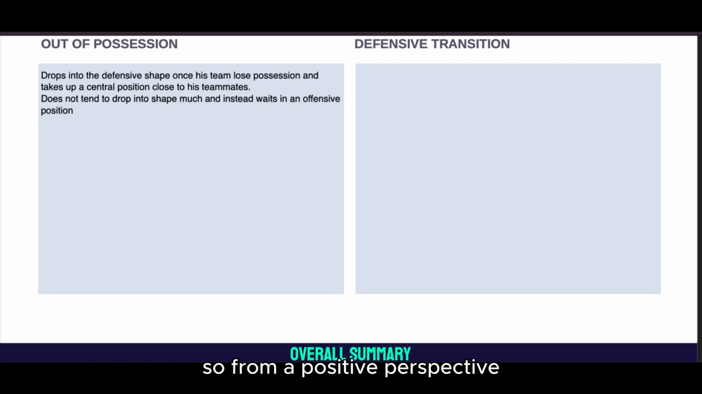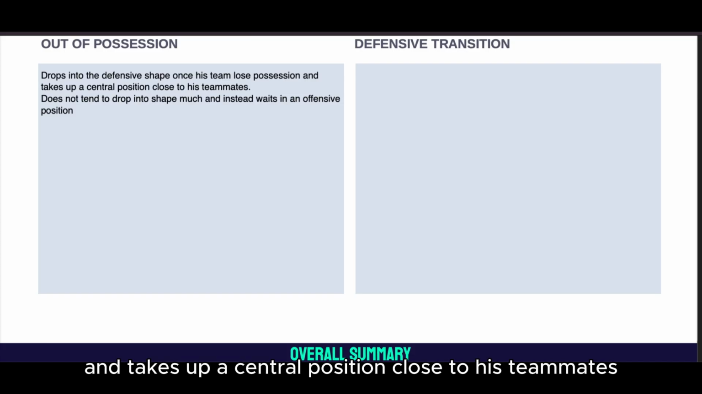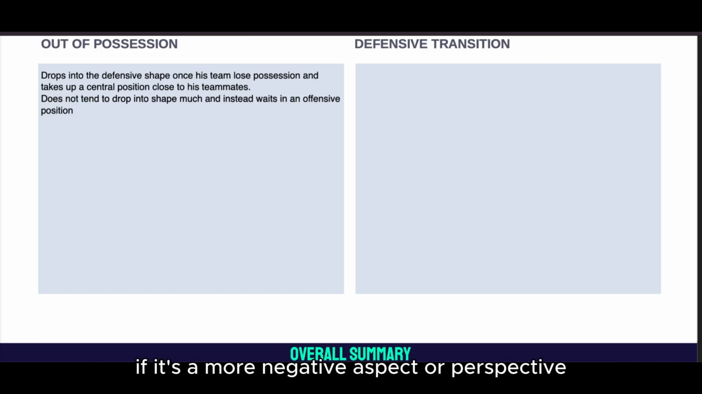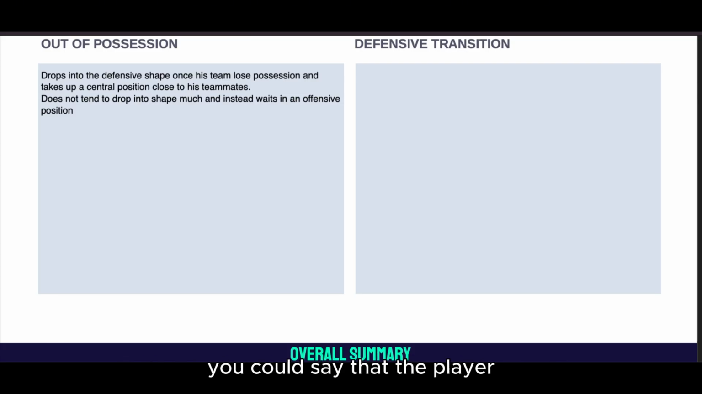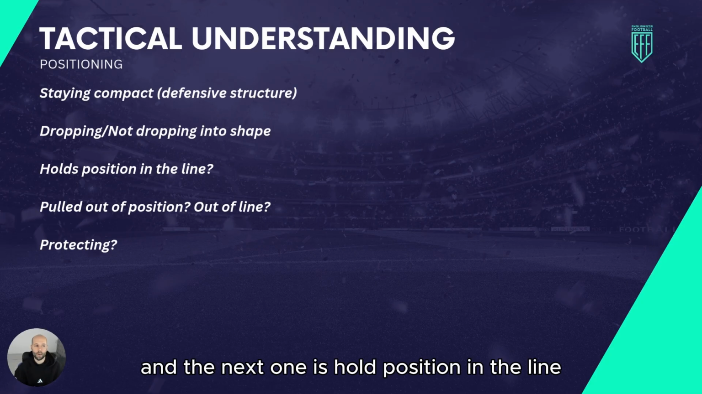So from a positive perspective, you could say that the player drops into the defensive shape once his team loses possession and takes up a central position close to his teammates. If it's a more negative perspective, or perhaps the player is just an offensive player that doesn't need to do this, you could say that the player does not tend to drop into shape much and instead waits in an offensive position. And the next one is holds position in the line.